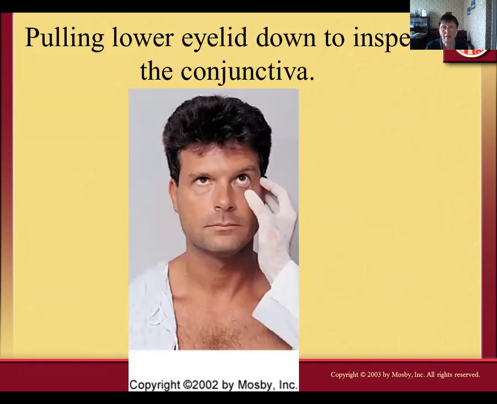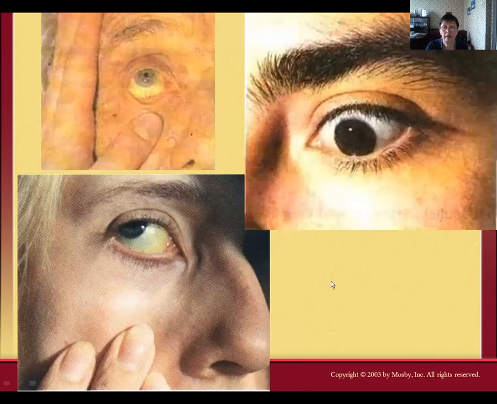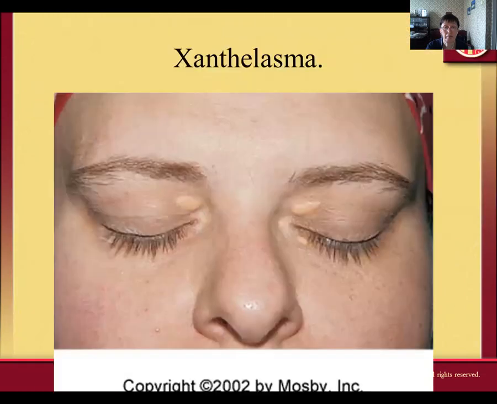And here is healthy patient, but we are trying to inspect conjunctiva by pulling down the eyelid, and we see that they are white. And on the contrary, we can see in this patient that the conjunctiva are yellowish, and this may be the sign of jaundice. We can also see some accumulation of cholesterol under the skin, and such accumulations are called xanthelasma.